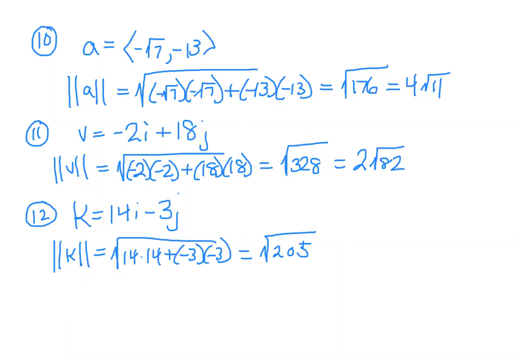So that's how you find the magnitude using the dot product. To me, it's basically the same formula. So it's just finding magnitude. Now we're going to find the angle between two vectors using the dot product.